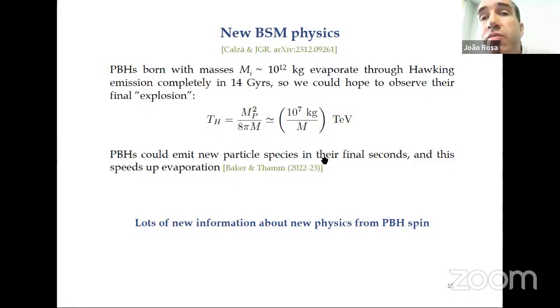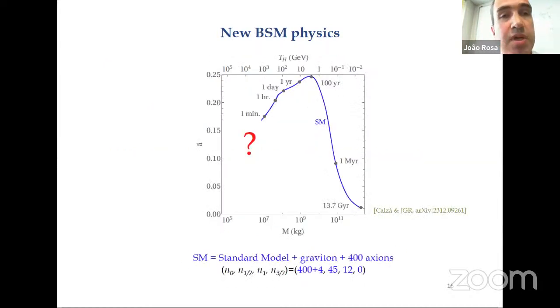This speeds up evaporation because you're emitting more species. So if you track the evaporation in this final stage, you can in principle identify the existence of new particle species. But we have something different in the axiverse because the black holes not only lose mass, but the spin could also change and they could spin up. So we tried to see what kind of information we could get from the black hole spin in this axiverse picture. So here's an example of one of our evolutions with 400 light axions in the spectrum and the standard model particle content. So 4 Higgs scalars, 45 fermions in the 3 generations, 12 gauge bosons. And here, no spin 3/2 particles.